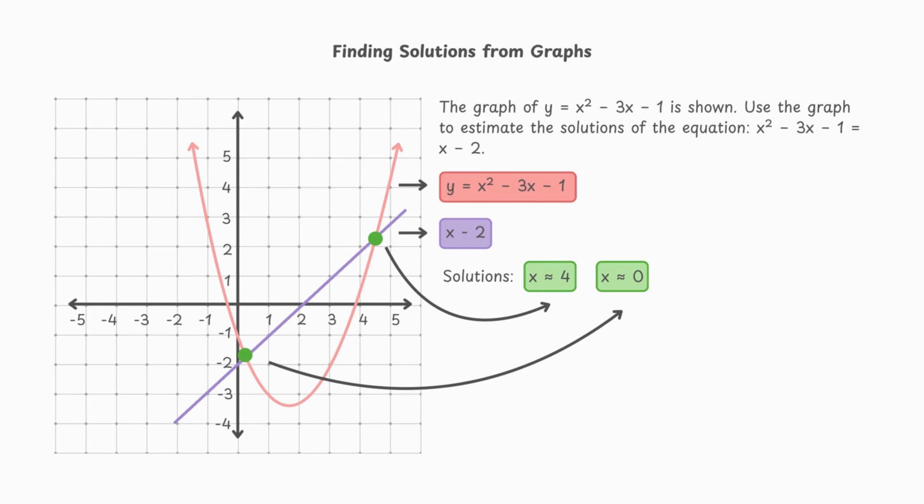Now take a moment to understand what we have done. We did not solve the equation algebraically. Instead, we used the graph to estimate where both expressions are equal. This is a very useful method, especially when exact solutions are difficult to calculate. So always remember this process: draw both graphs, find where they intersect, and read off the x values carefully. Those x values are your solutions.